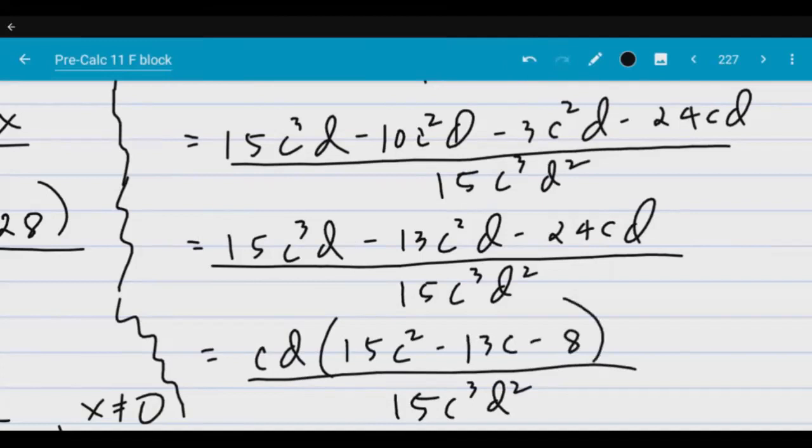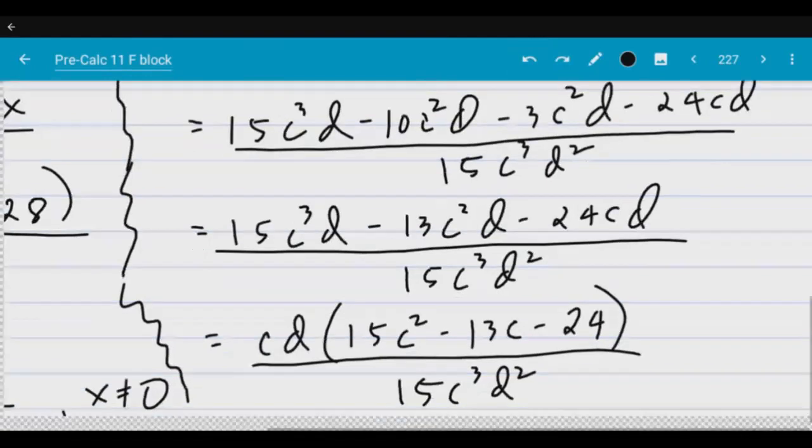Okay. No, wait a minute. Why would I put minus 8? Minus 24. I don't know why I said minus 8, minus 24. Okay. So quickly check. This times this gives me 15c cubed d, so that's okay. This times this gives me negative 13c squared d. That's okay. This times this gives me negative 24cd. So that is okay. All right.